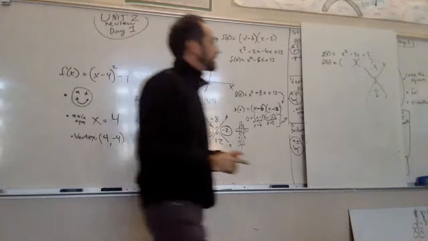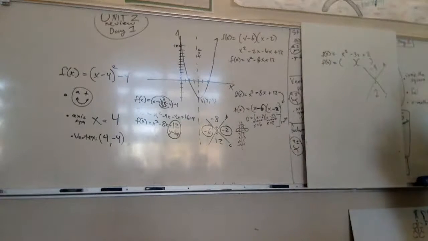Okay, and what makes that? What makes positive 2? What multiplies to give us 2? 2 and 1, negative 2, negative 1. It's prime, so those are our 2 options. Now, which one of those combine to give me negative 3?